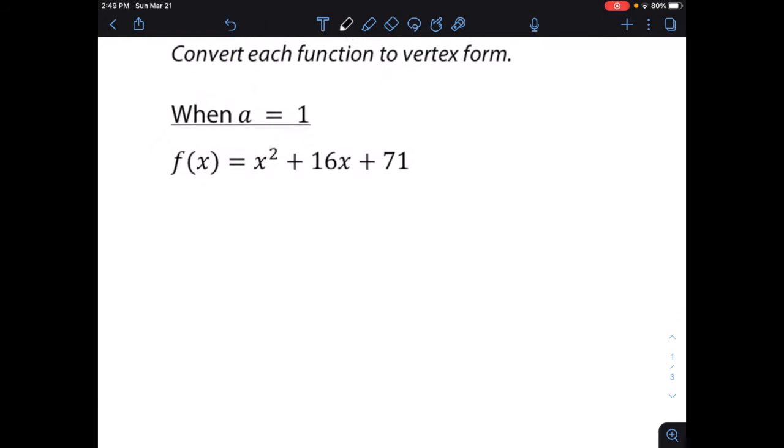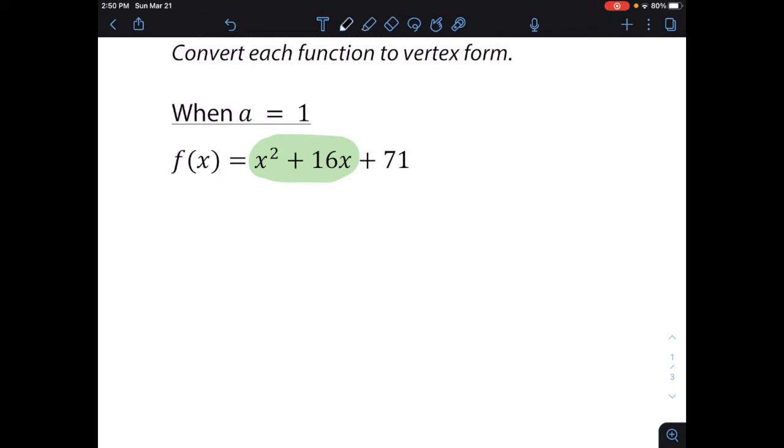And this first one, let's see here. If we want to convert this to vertex form, what we need to do is complete the square. And the way we're going to complete the square is we are only going to worry about these two terms. And we're going to bring that 71 along. And we're going to add something to that 71. But you'll see. Let's just do this.